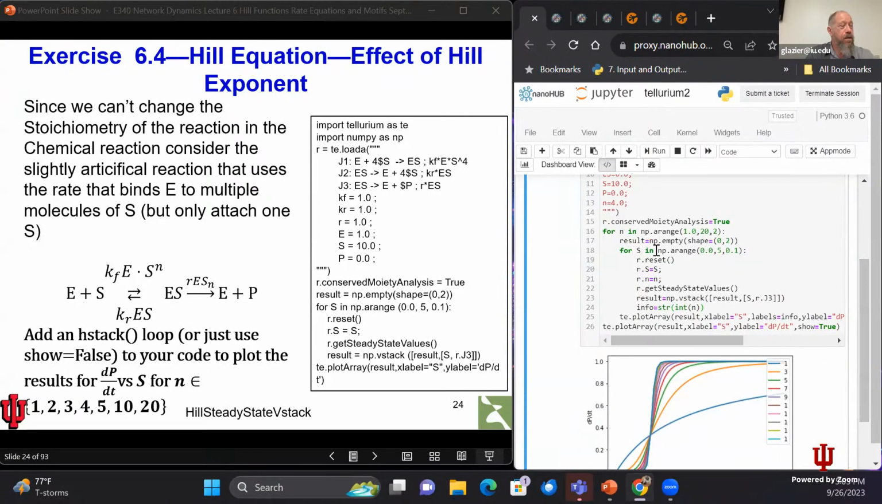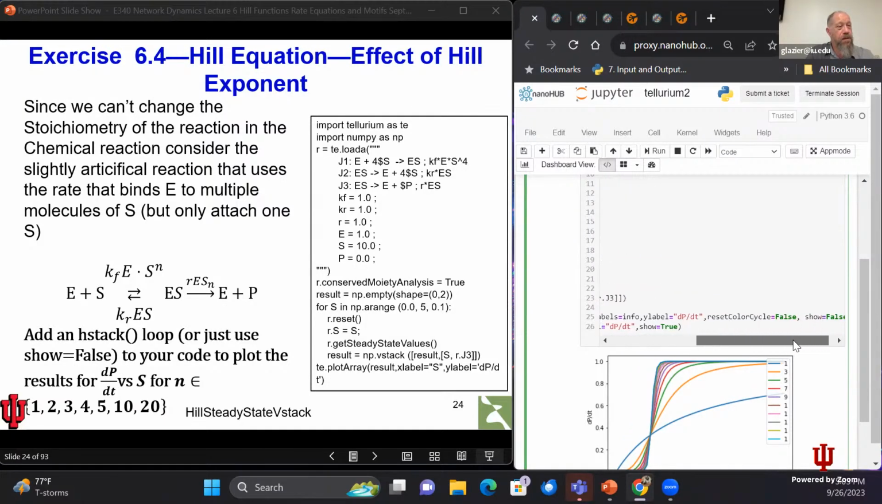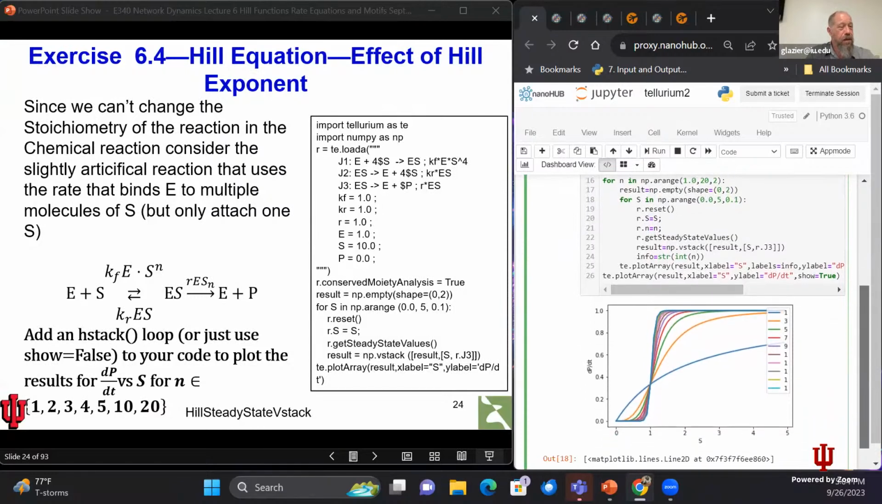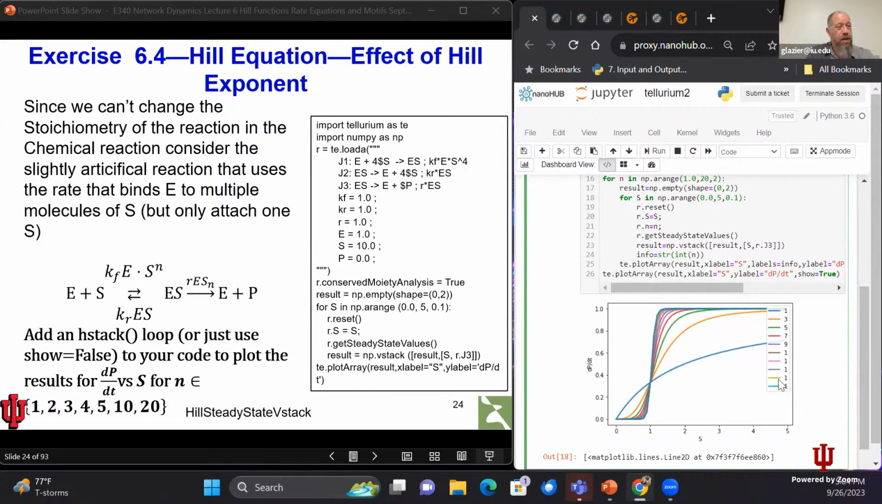The way I did it, I didn't use the vstack or hstack. I just put everything inside of a loop where I changed the value of n. I decided not to try to use the list form. I did a plot array with show equals false, and then I did a plot with show equals true at the end to display the plot. And I was trying to add a key, and I'm not exactly sure why the key is truncating my number of decimal points so that it's not displaying 10, 12, and so on.